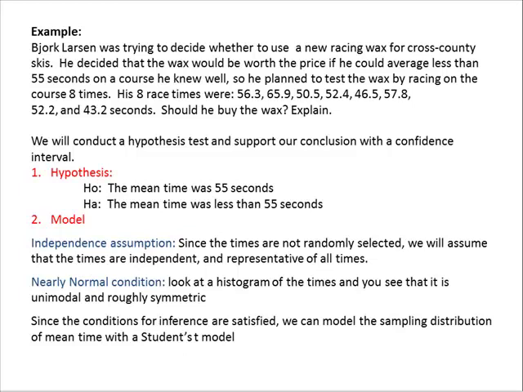We have an independence assumption. And this one's a little bit tricky because, I don't know if you guys have ever skied, but it seems like if you ski down the same course over and over again, it might get more slick. So I don't know that it would be totally random, but we'll just say that it is. If we look at a histogram of the times, we see that it's unimodal and roughly symmetric. Since the conditions for inference are satisfied, we can model the sampling distribution of mean times with a Student t model.